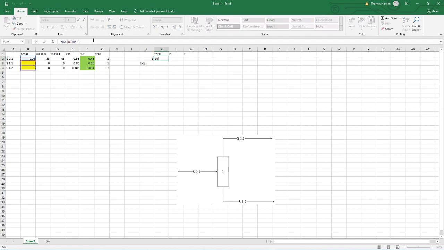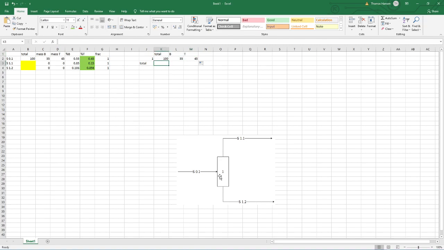And because I switched it around a bit how I do the calculations, I don't need my dollar signs over here. If I drag it along here, we'll just check it. You can see that I'm basically taking the mass of benzene in 0,1 and subtracting the mass of benzene in 1,1 and 1,2. So now I have my 3 balances, the total, benzene and toluene.